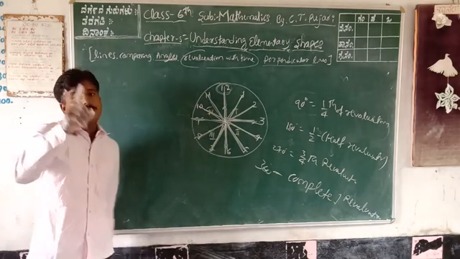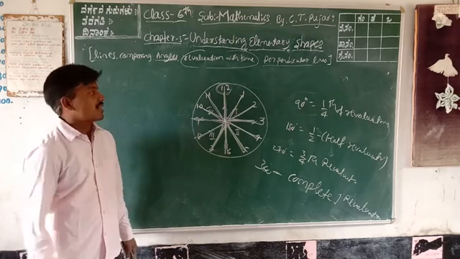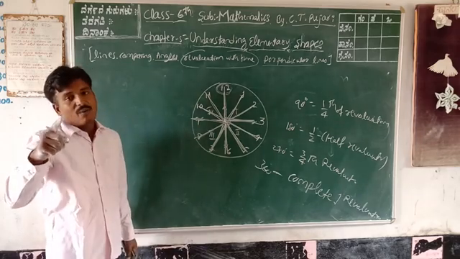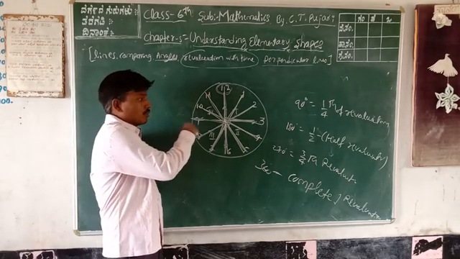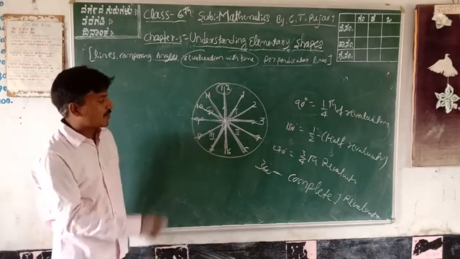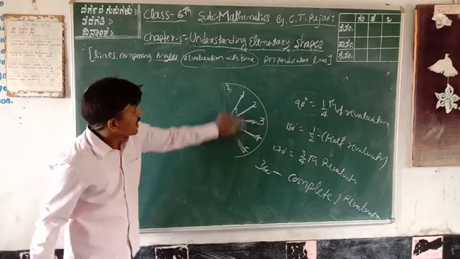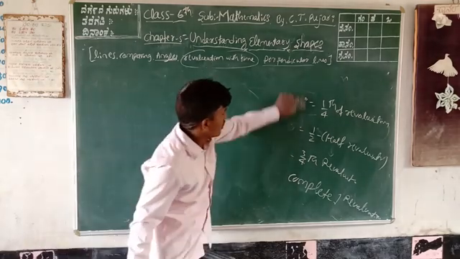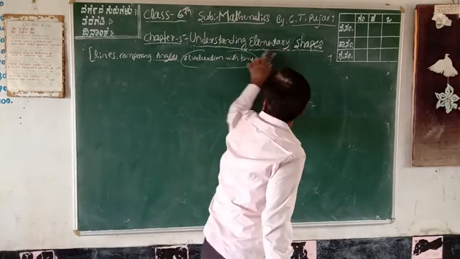90 degrees means one-fourth of a revolution. 180 degrees is half of a revolution. The complete one is one revolution. And 270 degrees is three-fourths of a revolution. In this topic, some questions are in your textbook, with solutions for fractions and revolutions like this. Okay, study about it.